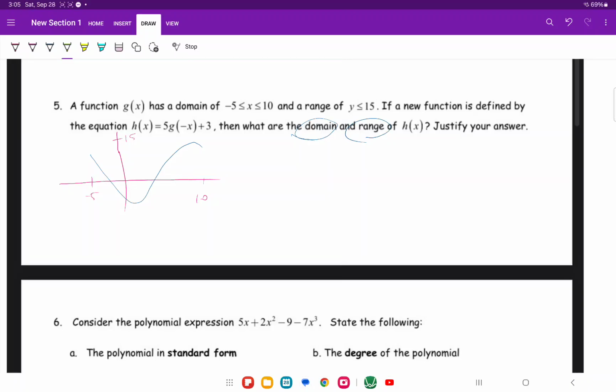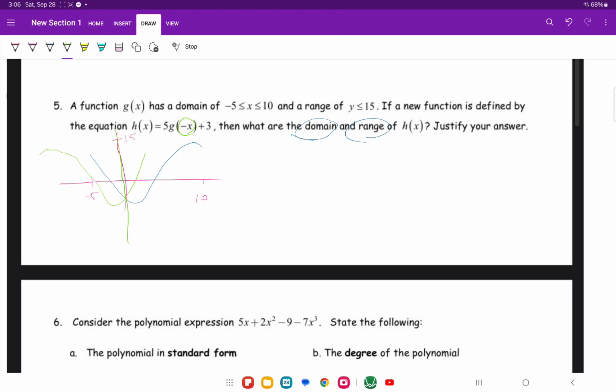So first thing I notice is that there's a negative x. So remember, negative x flips it over the y-axis. So it used to be from -5 to 10. Just imagine the y-axis is our mirror. And if you flip this, okay, I tried my best to make a mirror image.